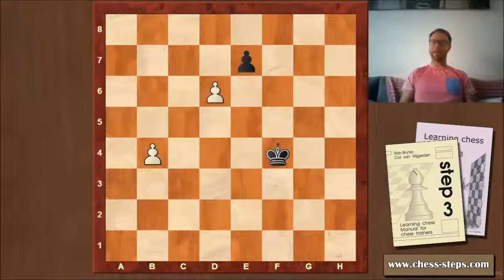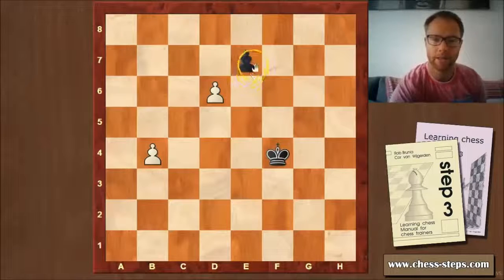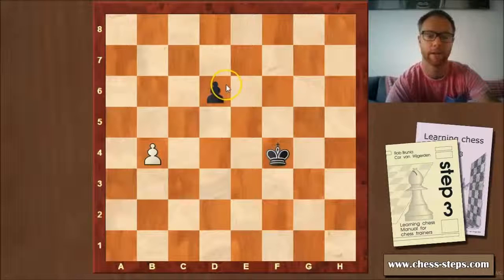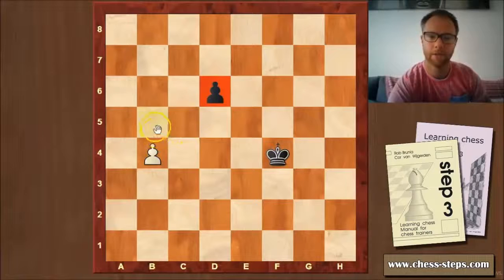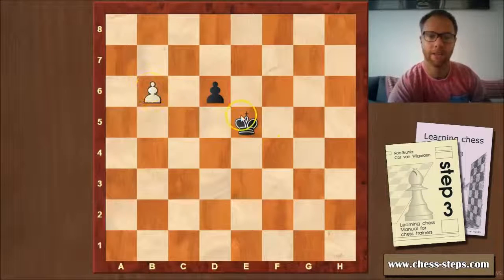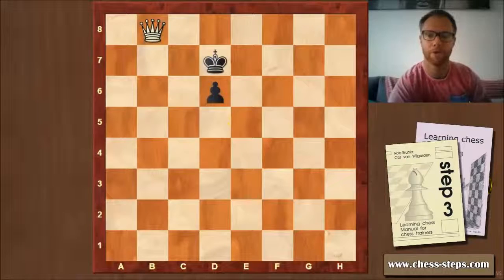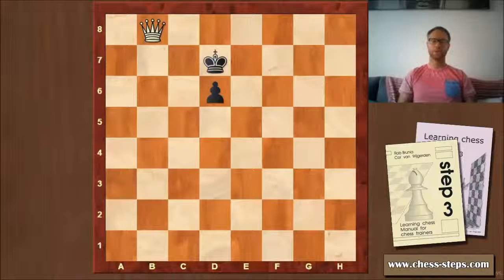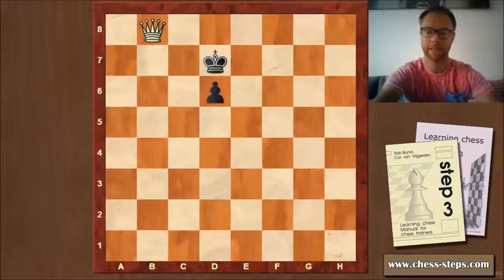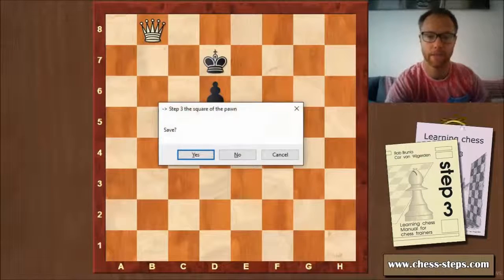Now black has a difficult choice. He needs to capture, because otherwise the pawn on d6 will promote. And suddenly there's a problem on d6, because the fastest route is blocked. We need to take a detour with black, and suddenly we promote. So you can use the concept of the fastest route inside the square of the pawn to your advantage. Let's move on.